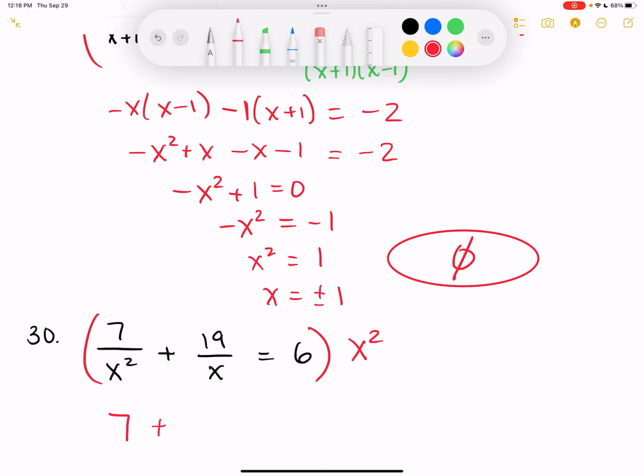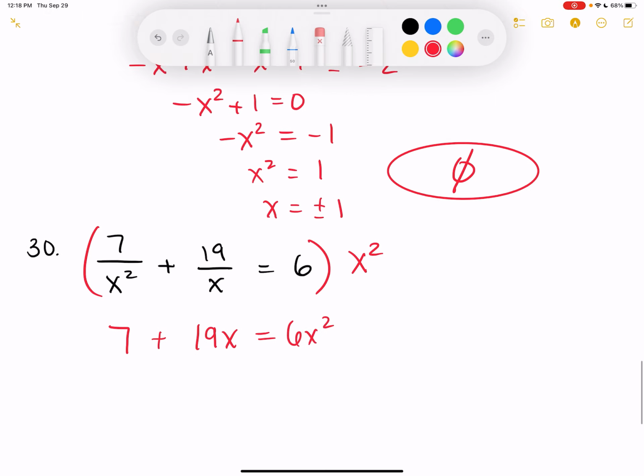Now what happens with the next one? If I multiply 19 over x times x squared, what do I have? 19x. 6x squared. Move it over. I don't like it. Negative 6x. No, I'm going to go the other way because I want a positive first value, but that's fine. 6x squared minus 19x minus 7 equals 0. Now what? Factor.